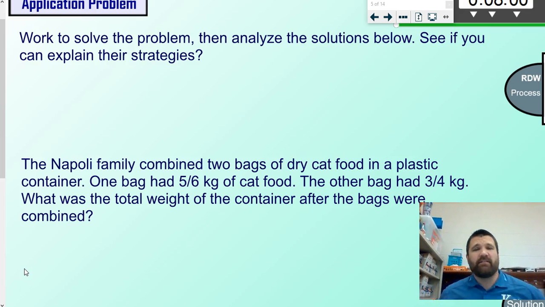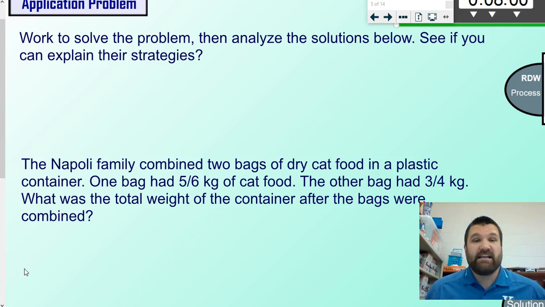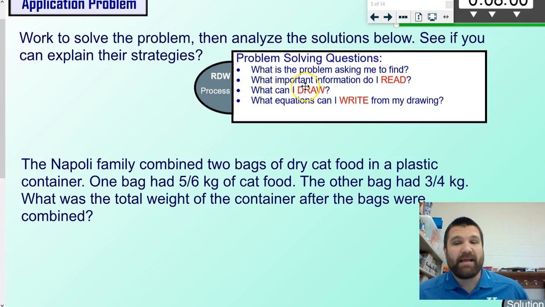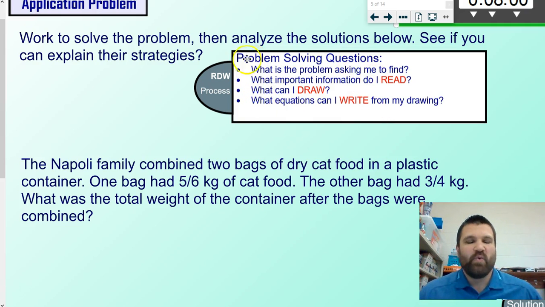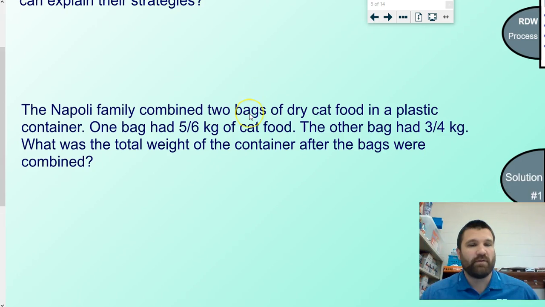The test that we're going to have next week is pretty much going to be a lot of word problems. So let's look at the RDW process to solve. Again, you need to ask yourself, what is the problem asking me to find? What important information do I read? What can I draw? What equations can I write from my drawing? That's the process we need to keep in mind. So let's look at our question.